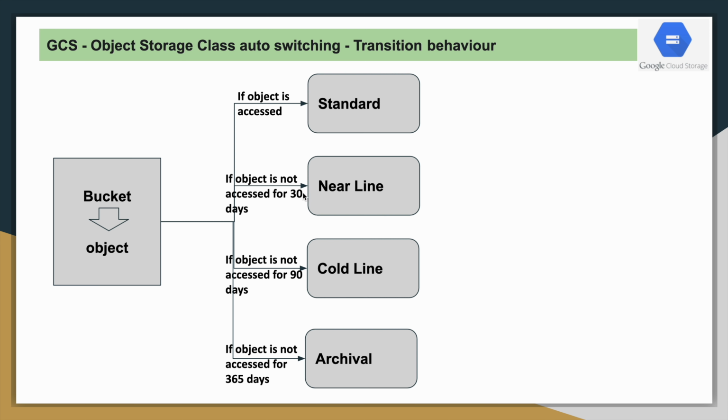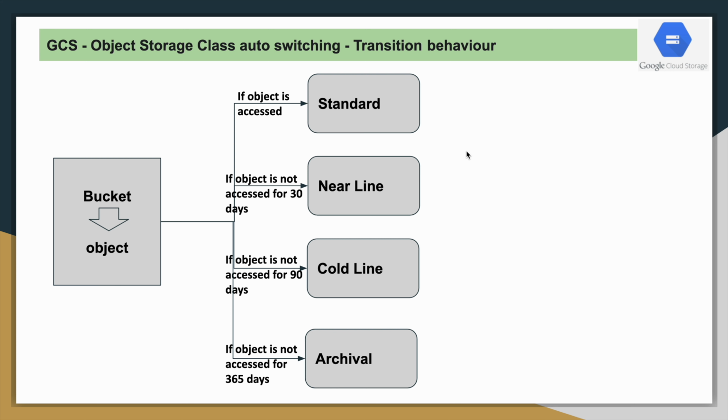For example, if you are going to access data or an object, just understand that when I use data and object interchangeably, both are the same. When you access data very frequently, you will usually use the Standard storage class. This is always recommended. If you access your object once a month, it's recommended to use Nearline. In the same way, once in 90 days, Coldline, and once in 365 days or one year, Archive.